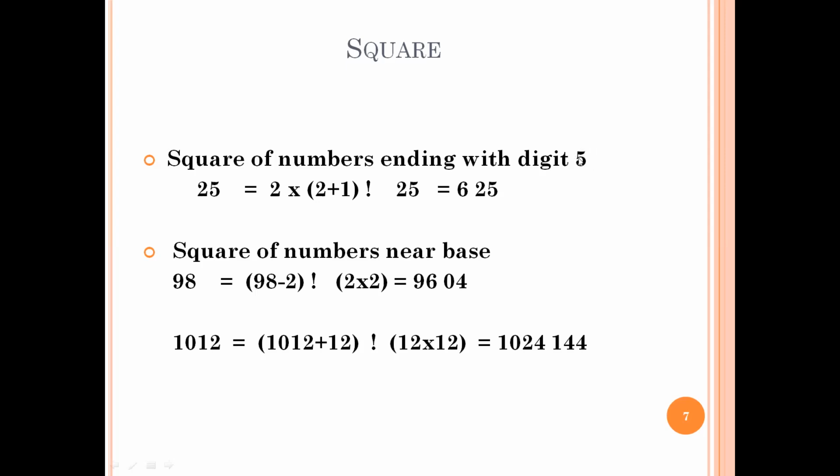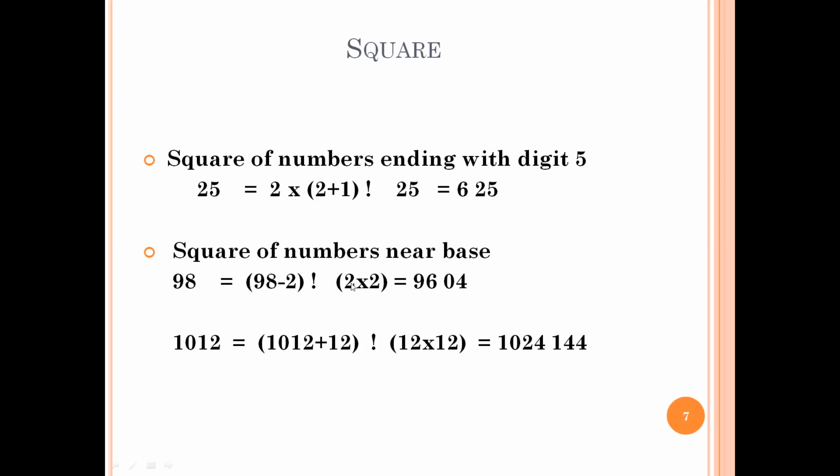Clear? For example, 75. Can anyone tell me the square of 75? 5625. Yes, correct. 8 sevens are 56. So 5625. Perfect. So orally you can get the square in a very easy way.